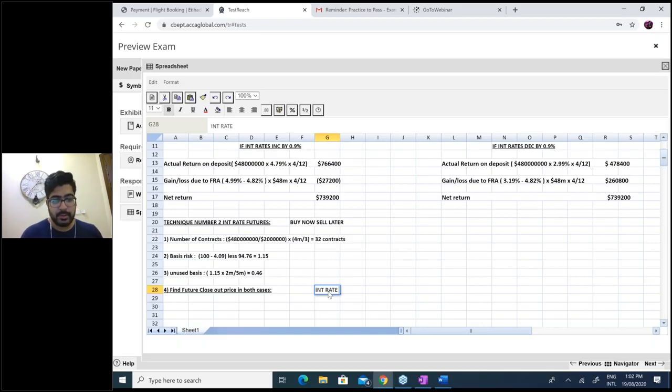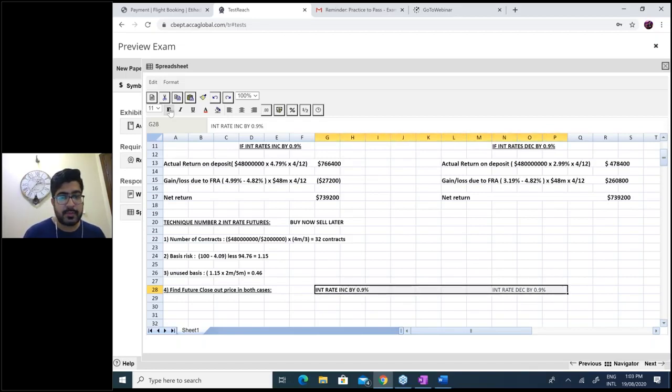Interest rate increase by 0.9%. Interest rate decrease by 0.9%. Step 4 specifically asks: find the future closeout price in both cases.